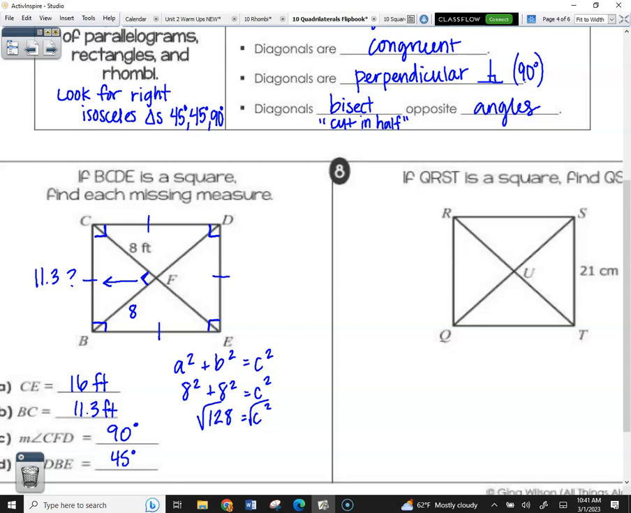If QRST is a square, it says find QS. So I'm going to draw a line on QS to remind myself this is the goal. I don't know it. I'm also going to make marks that this is a square. So congruent, congruent, congruent, congruent. This is 90. What is the middle again? 90. So if that's 21, what's this? 21. What's this? 21.